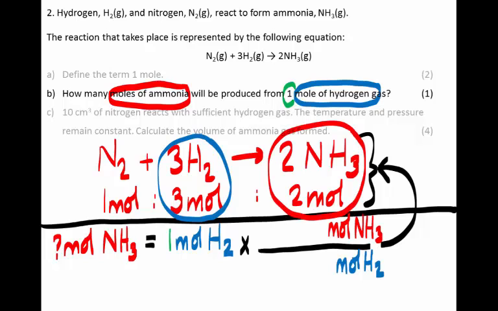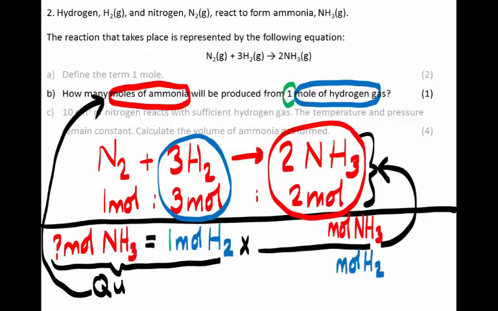So it's important not to get confused between the question, how many moles of ammonia do you get from 1 mole of hydrogen, and the reacting ratio, which is 1 mole is to 3 mole is to 2 mole. We use that ratio in which they always react as our conversion factor. 2 moles of ammonia are produced every time 3 moles of hydrogen react.